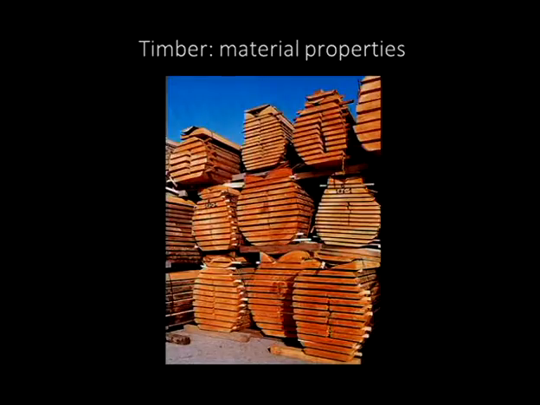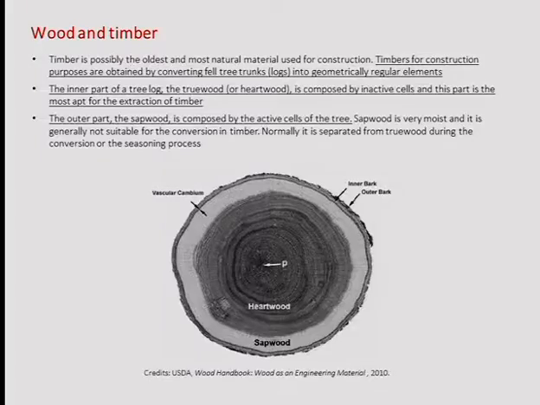So let's start straight away with the material properties, wood and timber. So timber comes from wood, of course. And what is the idea? It is that we convert tree trunks into more regular elements. So that's the overall definition.